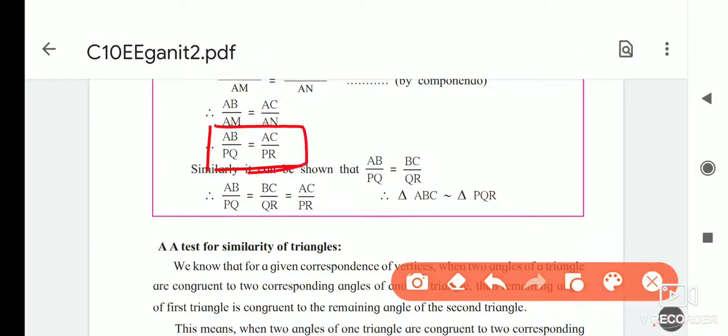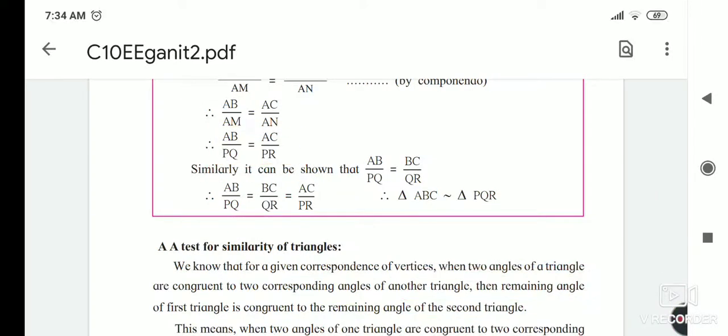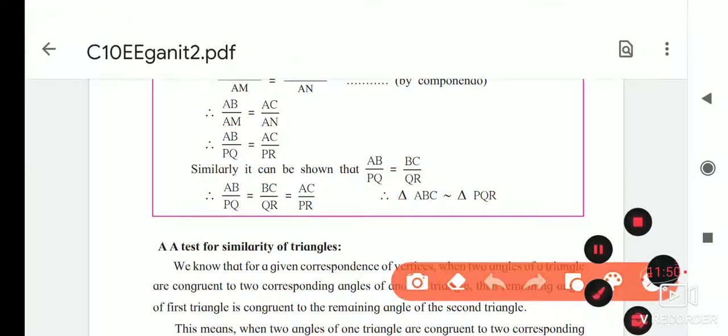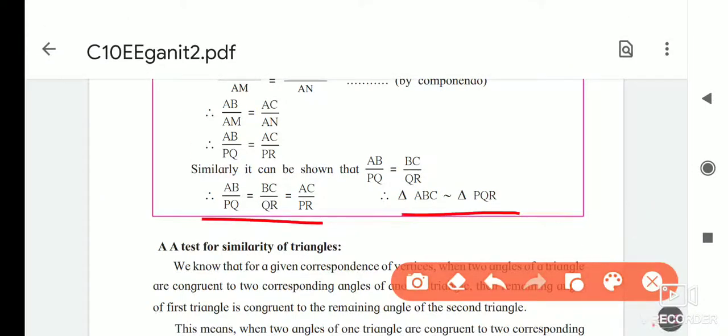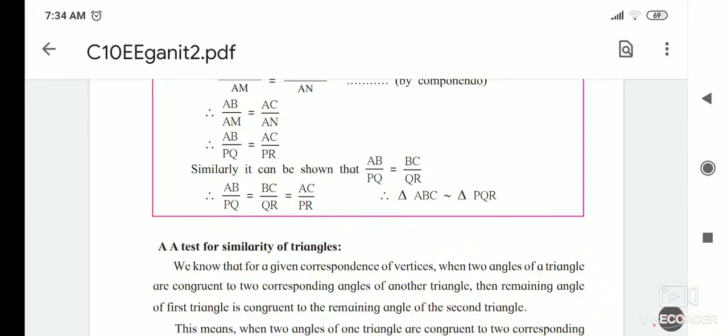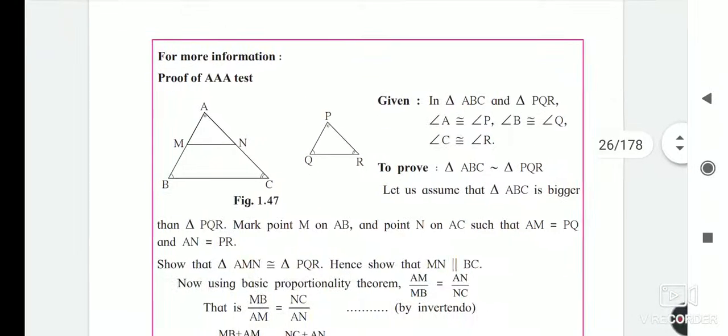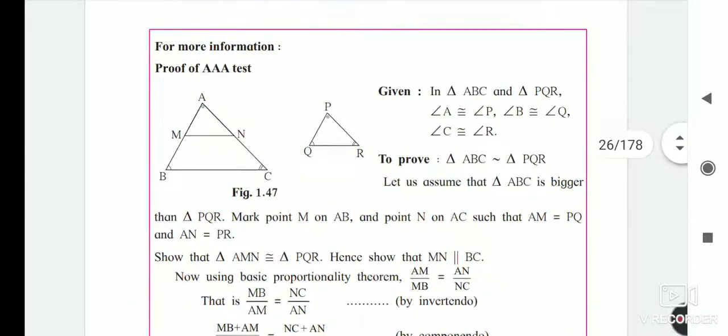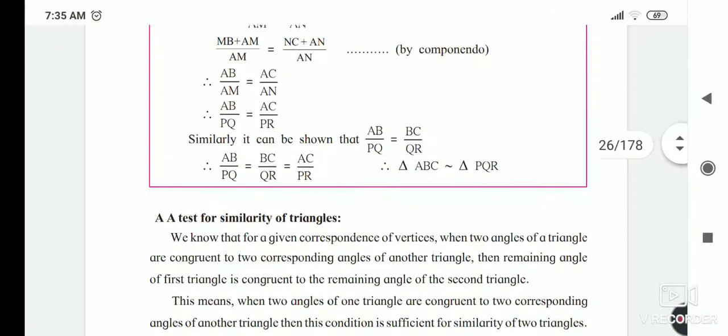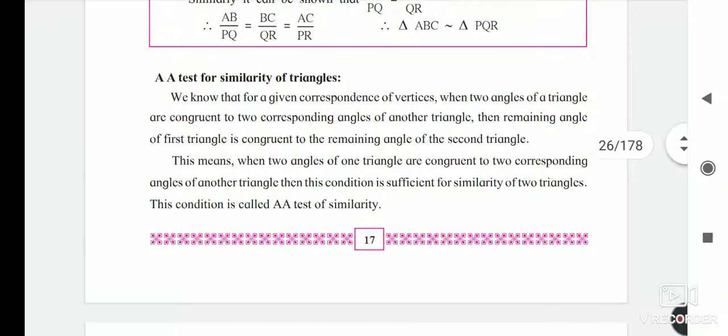These two are the ratios of their sides, and one angle is already congruent to each other. Similarly we can show that AB upon PQ is equal to BC upon QR, meaning the ratios of all sides are in correspondence with each other, and that's why these two triangles are similar to each other. That is for more information, but such types of questions come in the exam, so you have to study this also. Next is the AA test of similarity.